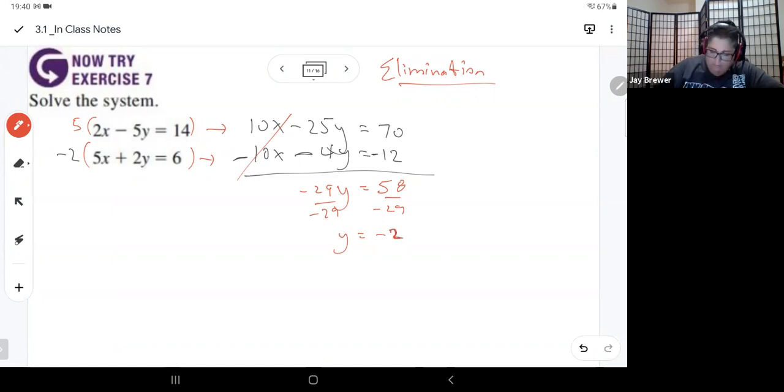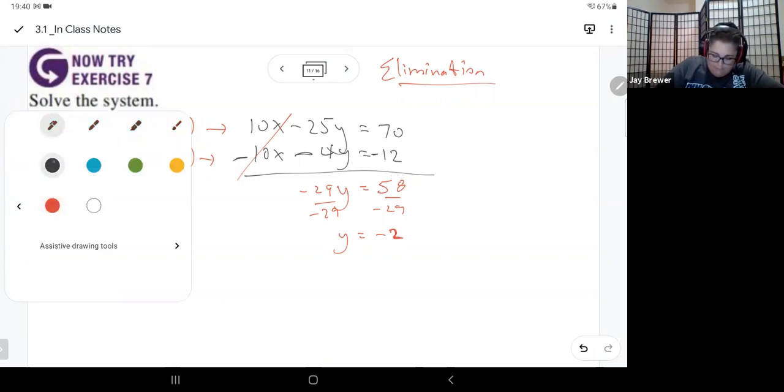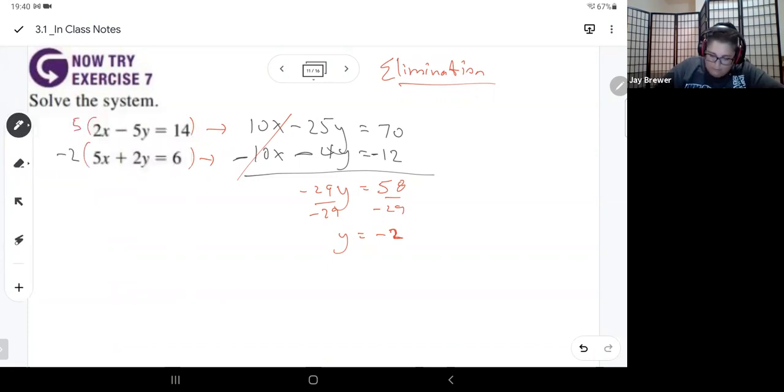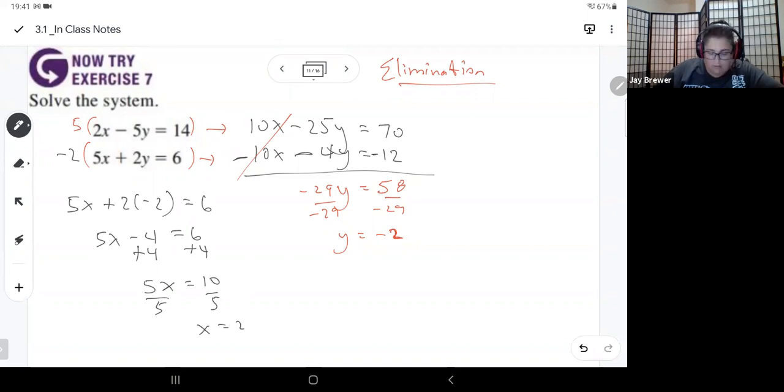Okay, so now that we have that, we're going to go back and plug it in. So let's just pick the bottom one because those are all positives. 5 times x, 5x, plus 2 times -2 equals 6. 5x minus 4 equals 6, plus 4 on both sides. 5x equals 10. We're looking at x equals 2. So our answers here are 2, -2, is our solution set.